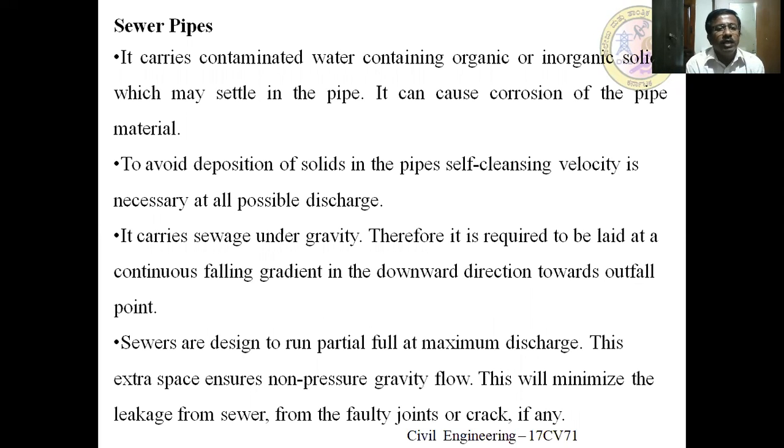Sewer pipes carry contaminated water containing organic and inorganic solids which may settle in the pipe. It can cause corrosion to the pipe material. This means we must be very careful about the nature of the organic and inorganic matter present in the pipeline. If it is not designed properly, it may lead to the settling of the solids present in the sewage, and by that, it may lead to corrosion of the pipe material.